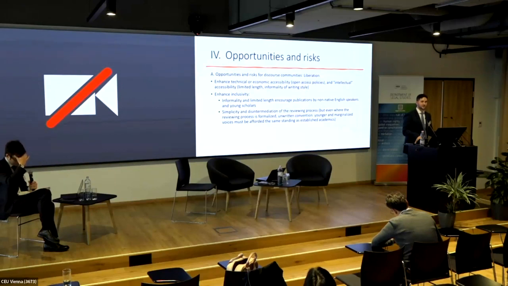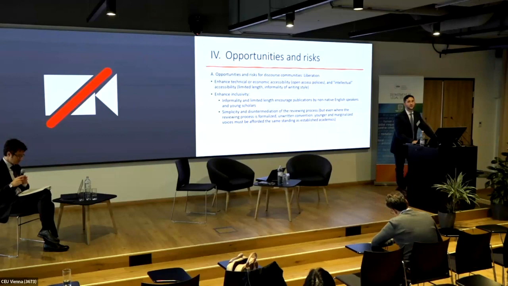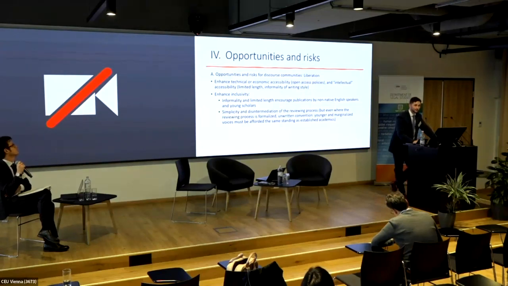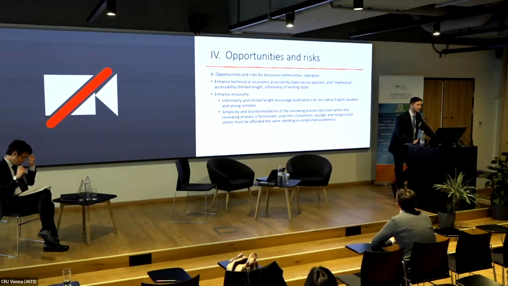So the more readily apparent thing that digital ecosystems do is that they enhance technical or economic accessibility, because they have a preference for open access policies. But they also enhance intellectual accessibility, because the publications that they usually feature are of a limited length, and they have an informal writing style, or at least an informalized writing style. They also enhance inclusivity, because the informality and the limited length that I just mentioned encourage publications by non-native English speakers and by young scholars.